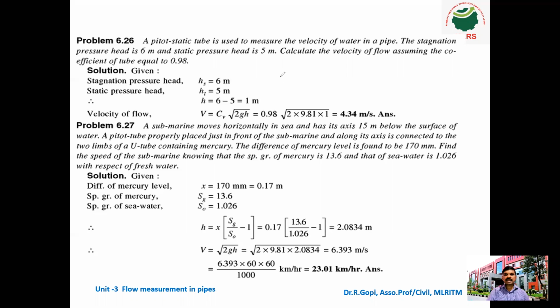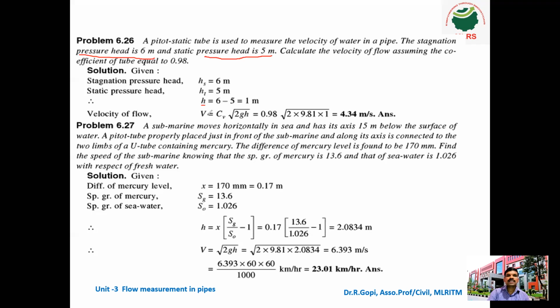Here they directly gave the P1 by rho g and P2 by rho g values. Please note down, pressure head is nothing but P1 by rho g, P2 by rho g. They directly gave it in the question. So it is 6 minus 5, which is 1 meter. This is your h value.